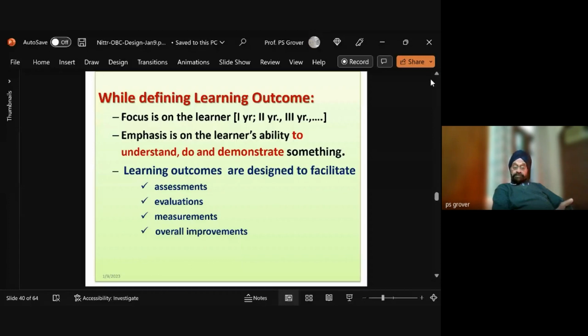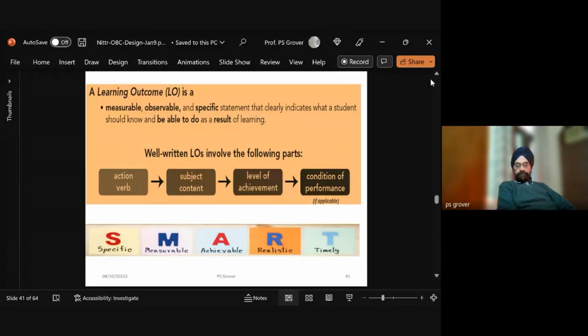Not only that, the learning outcomes are designed so that they can be easily assessed, interpreted, evaluated, and measured for overall improvement, which means the curriculum has to take this into account. Here, a learning outcome should be measurable. It should use an action verb, which I will show you. It should have subject content, level of achievement, and condition of performance. Now, we have to write the curriculum.